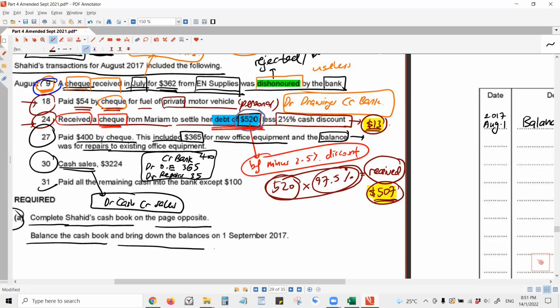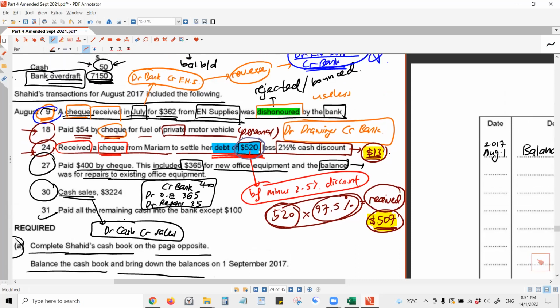So for this question, there's one more last trick, which is the one on 31st. Paid all the remaining cash into the bank except 100. Let me tell you how to find the amount. Later you find it, okay? So you are putting cash into the bank, agree? So you should know the data entry. You should credit cash, debit bank, agree? Okay. So you do this data entry, yeah.